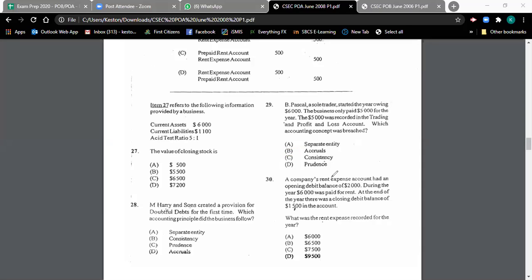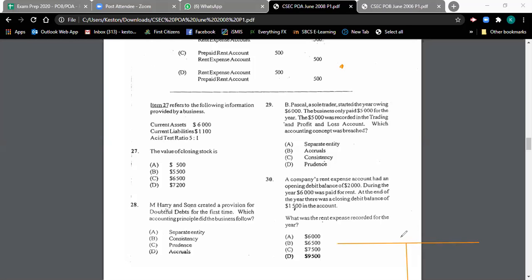30. A company's rent expense account had an opening debit balance of 2,000. This is the one from before. Kyle here. Remember this one? I think Ariana has the right answer there. So this one was different to the one on top that we were looking at before, right? It's here. Right.